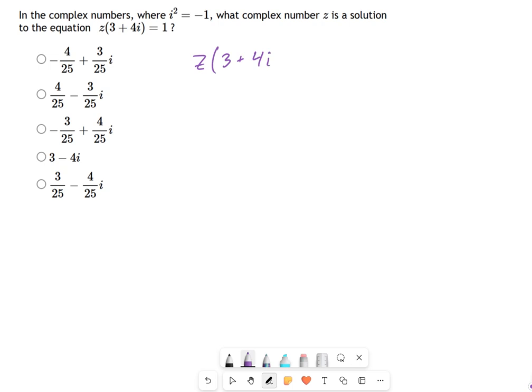I'm going to show you what I'm going to do here. So there's our equation. Now I want to get z by itself. That's what it means to solve something. So I'm going to divide both sides by whatever is preventing z from being by itself, which in this case is 3 plus 4i. Those cross out, and now I have z equals this fraction, over 3 plus 4i.